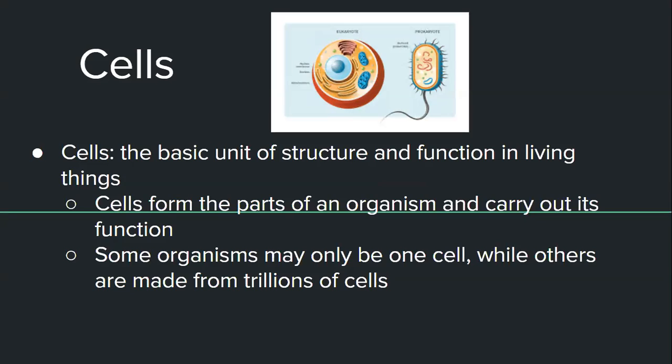Cells are able to form all the parts of an organism and carry out all the functions needed to reproduce and grow. Some organisms can be composed of just one cell, like bacteria, for example, while we as humans, and animals, are made up of trillions and trillions of cells.